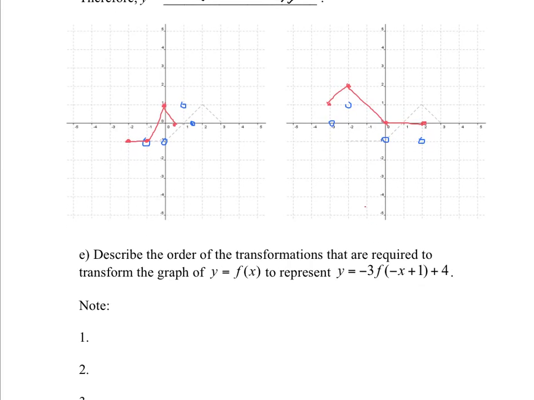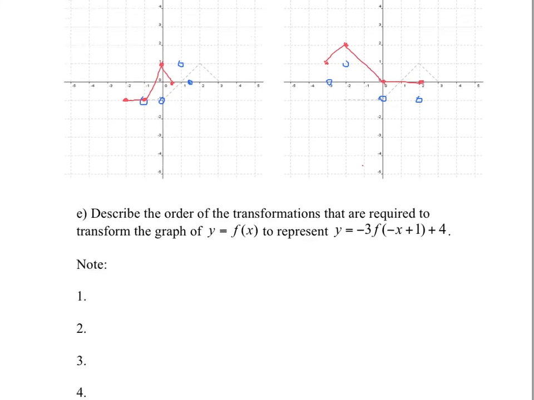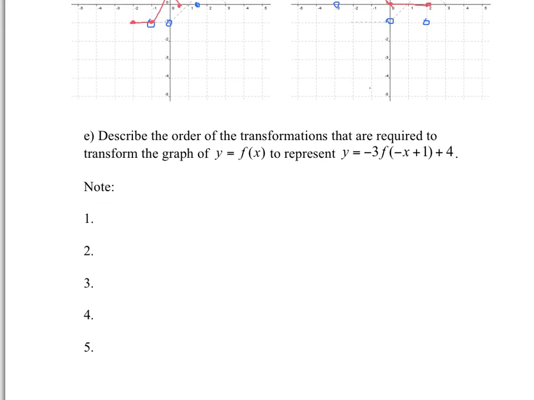So describe the order of transformations that are required to transform the graph of y equals f of x. So imagine you have any graph, and you need to sketch this graph. So I just want to know what are all the steps. Note, there's a note here. Notice that there's a number in front of the x that's not 1, it's -1. That's the coefficient of x. So what we're going to do is we're going to factor that coefficient, and that's going to be consistent throughout the whole course. So get used to this.